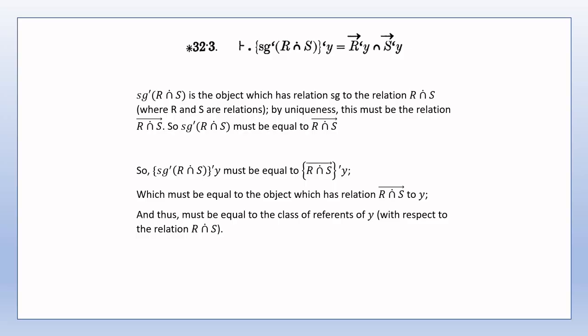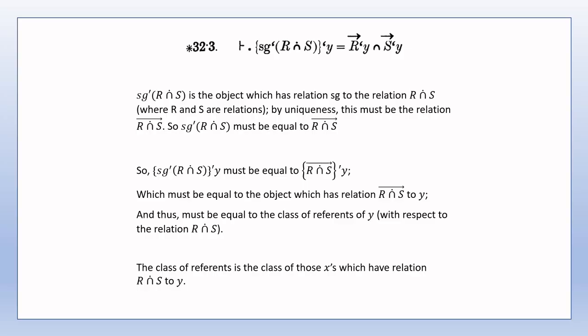So SG primed of the logical product of R and S primed Y must be equal to the logical product of R and S right arrow primed Y, which must be equal to the object which has relation the logical product of R and S right arrow to Y, and thus must be equal to the class of reference of Y with respect to the relation the logical product of R and S.